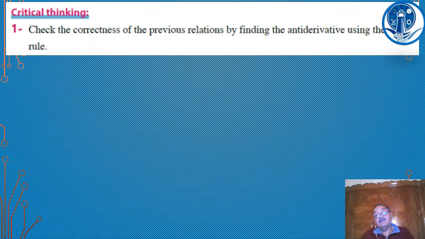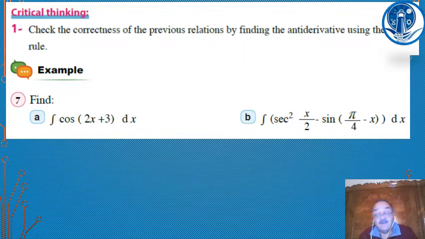You can study it. Check the correctness of the previous relation by finding the antiderivative using the rule. If you have to find it, find the antiderivative. The integration of cosine 2x plus 3 is sine 2x plus 3 divided by the derivative of the angle. Don't forget, please. It will be over 2.